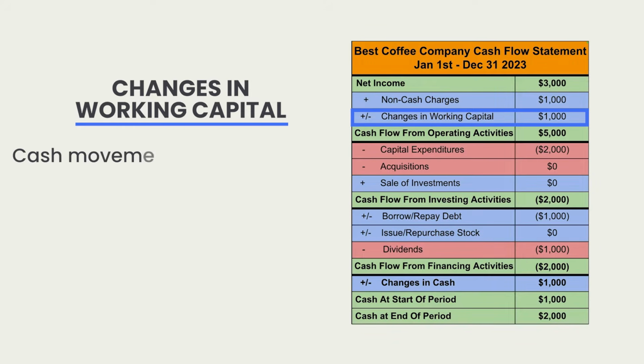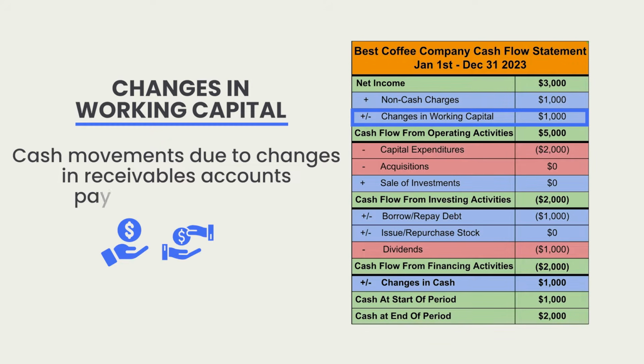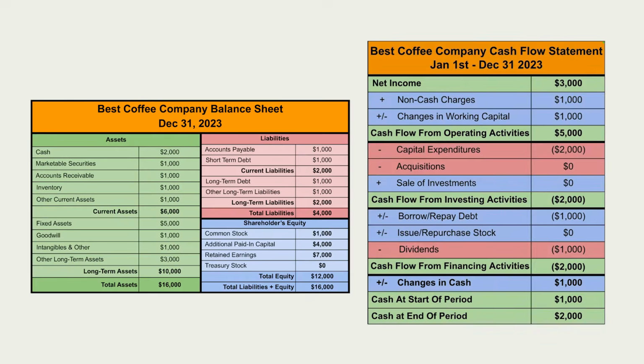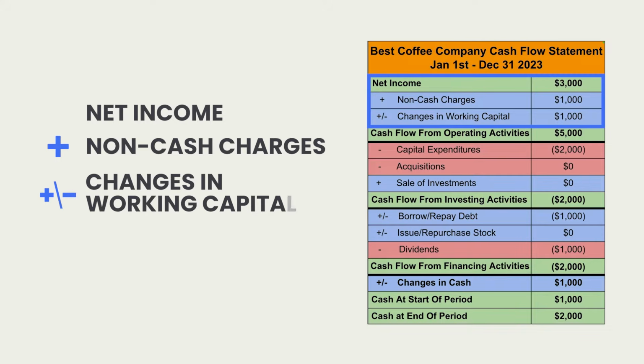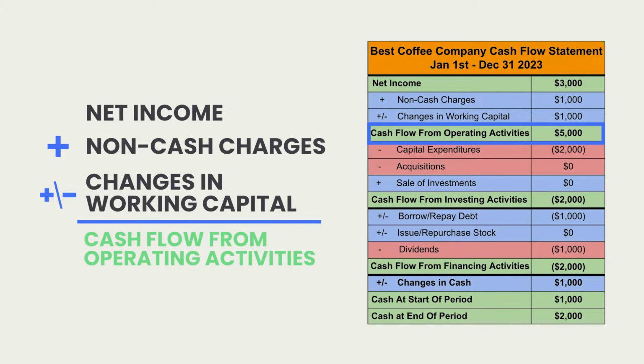These could be cash movements due to changes in receivables, accounts payable, or inventory. During any given period, these numbers can flow up or down on the company's balance sheet, and depending on the direction, they could be producing cash or consuming cash. Once we add up all of these line items together, we get the total amount of cash that flowed to the business due primarily to the company operating itself.